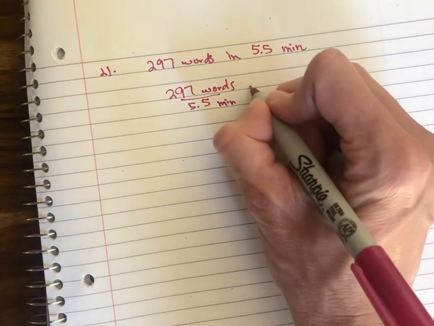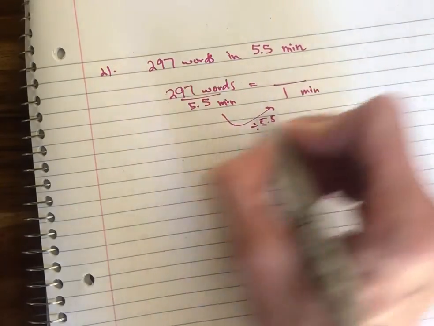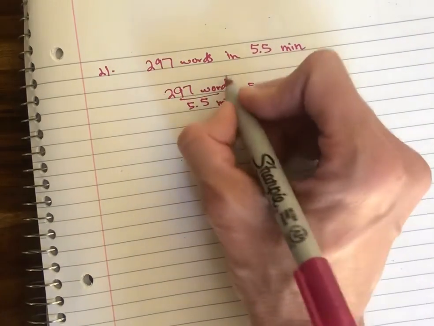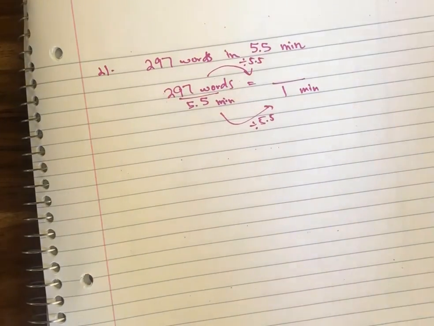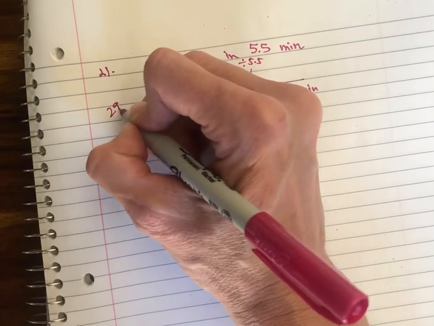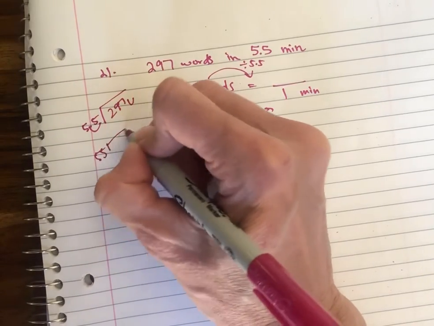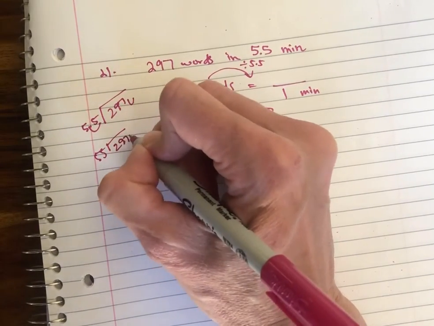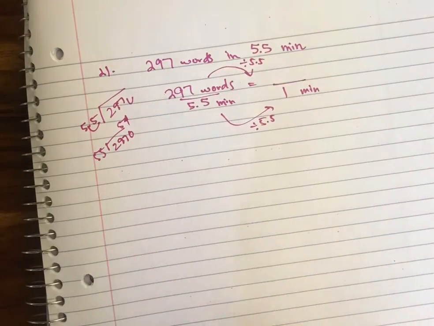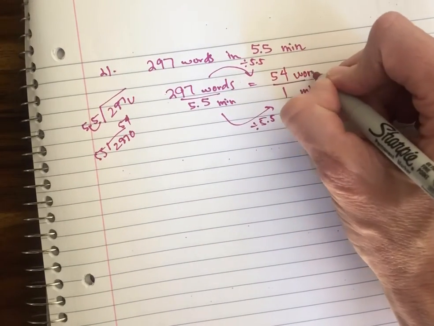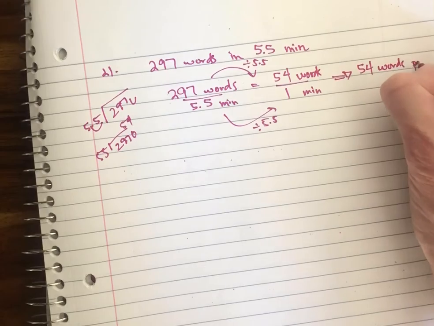Okay, so any number divided by itself equals 1. So 5.5 divided by 5.5 is 1. We have to do the same thing to 297. So again, if you need to work that out over here, definitely do that. Hop once, and you're dividing 55 into 2,970. It goes in evenly 54 times. You can work that out. So 54 words. We don't leave it as a fraction for unit rate. We write it out, 54 words per minute.